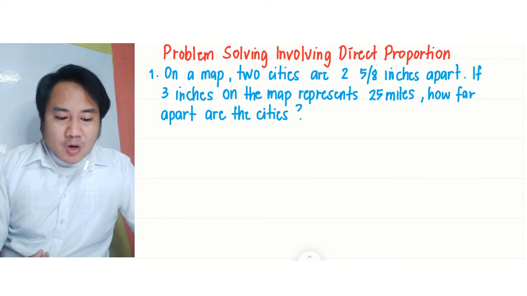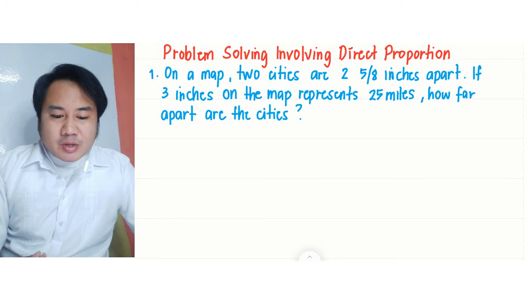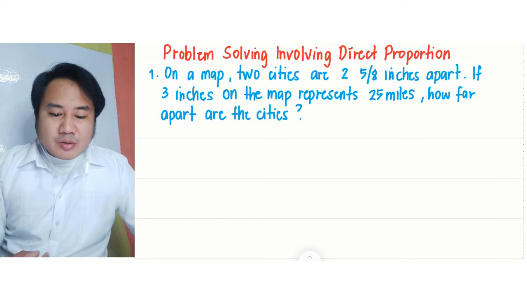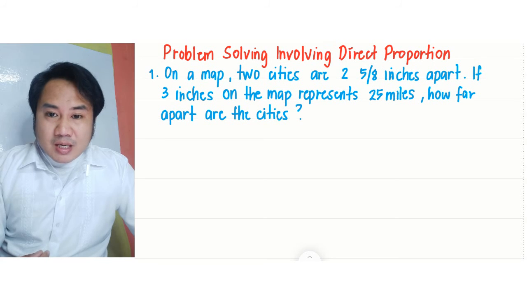Number 1, on a map, two cities are 2 and 5/8 inches apart. If 3 inches on the map represents 25 miles, how far apart are the cities? So gusto nating malaman gaano kalayo yung dalawang cities in real life using these scales.